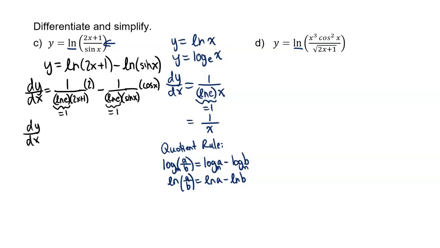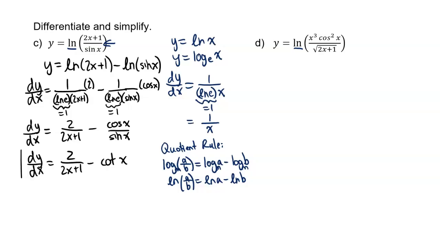So I can write this as the derivative of y with respect to x is 2 over 2x plus 1 minus cos x over sine x. There's no lns at all in this answer. And I can take that one step further by writing it as 2 over 2x plus 1, and then the cos x over sine x is cotangent of x. And that is our final answer for that derivative.